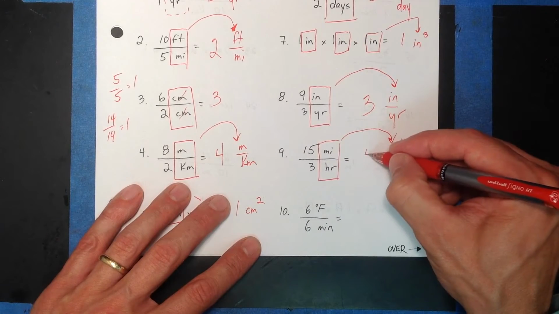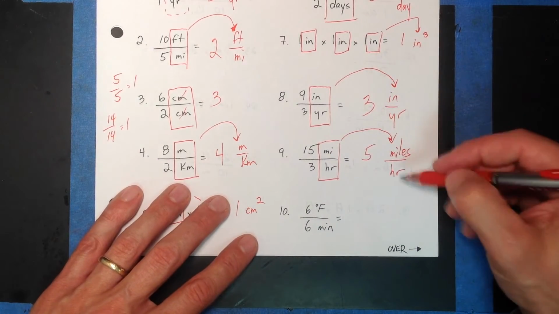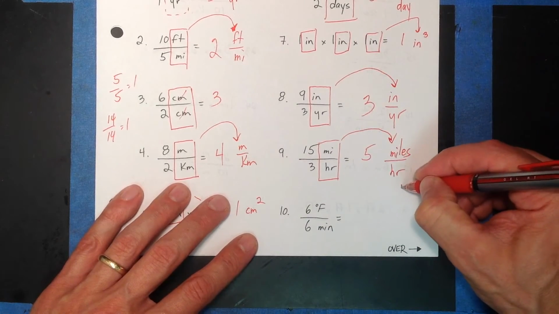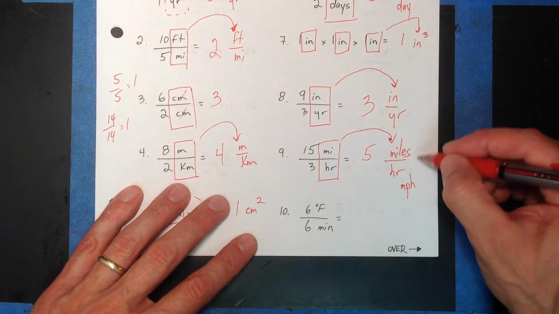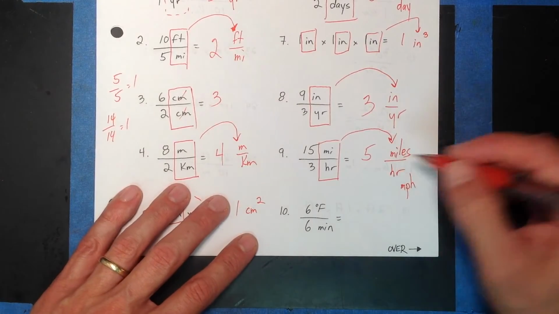And 15 divided by 3 is 5 miles per hour. That's the way we say it. Oftentimes in the real world, non-science, you write MPH, but this is what this really means: miles every hour.